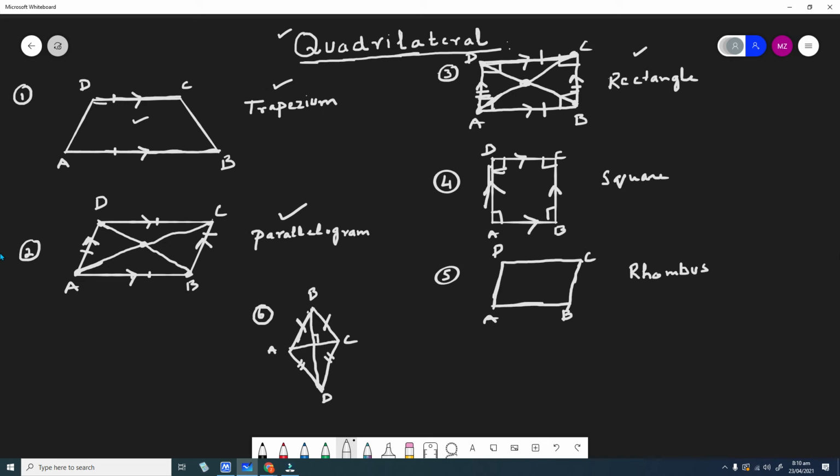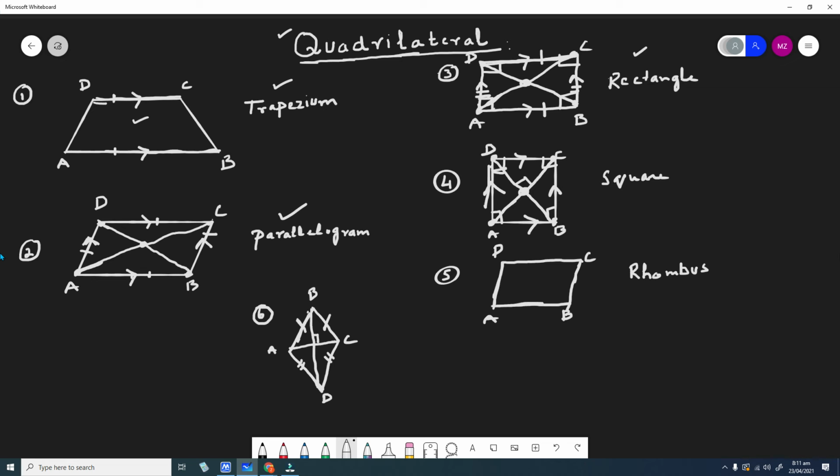If we draw the two diagonals of this square, or for that matter any square, the diagonals are of equal length. That is, DB is equal to AC, and they bisect each other at the central point of both diagonals. Not only do they bisect each other, they bisect each other at 90 degrees. That is, this angle will be 90 degrees.